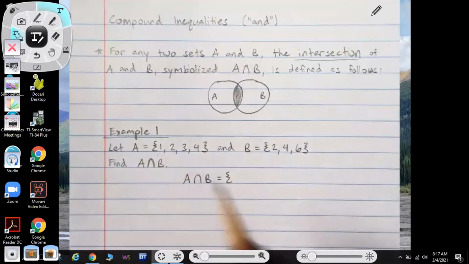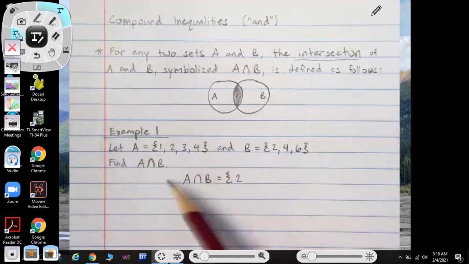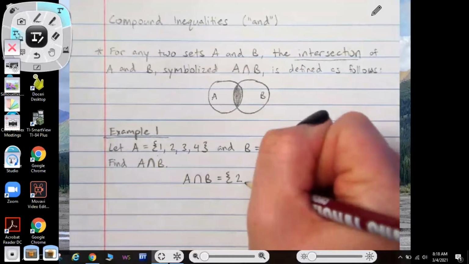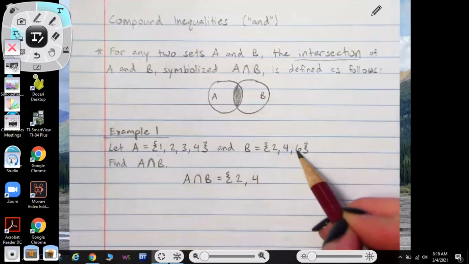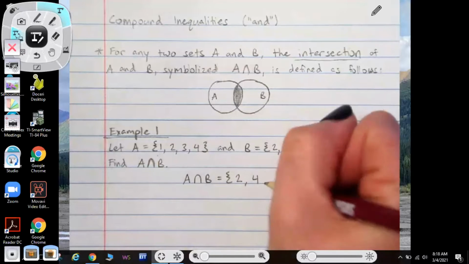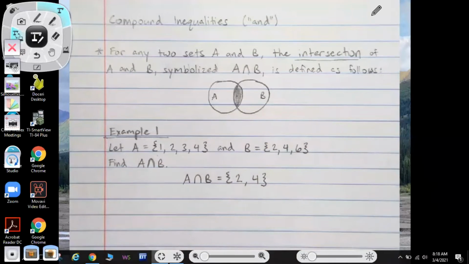2 is in both sets, so 2 is in the intersection. 3 is not in both sets, but 4 is. And it's the same thing with 6, that's in set B. Since 6 is not in set A, we're not putting it in the intersection. So the intersection of set A and B is only the numbers 2 and 4.